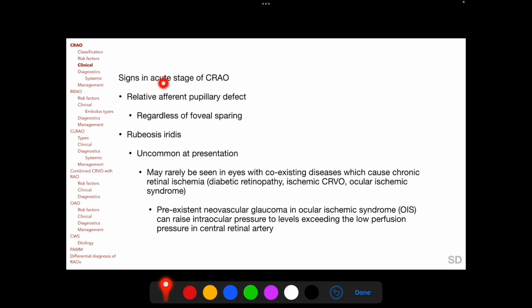In the acute stage of central retinal artery occlusion, a relative afferent pupillary defect can be elicited, and the pupillary reaction to light being a mass response of the retina, RAPD is elicited regardless of foveal sparing by the cilioretinal artery. Rubeosis iridis or neovascularization of the iris is uncommon at presentation, but may rarely be seen in eyes with coexisting diseases which have risk factors in common with CRAO and cause chronic retinal ischemia, such as diabetic retinopathy, ischemic CRVO, and ocular ischemic syndrome. We have discussed diabetic retinopathy and ischemic CRVO in earlier sessions, and we'll be discussing ocular ischemic syndrome next.